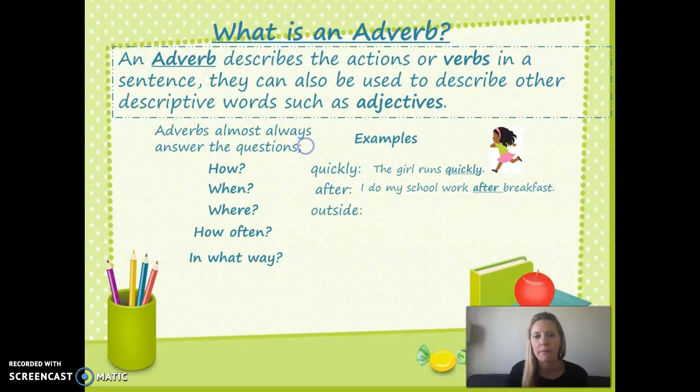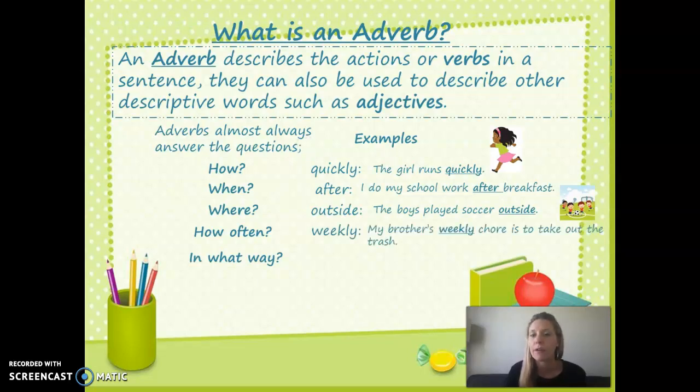Where? Outside. The boys played soccer outside. Played is the verb. Outside tells us where the verb took place. How often? Weekly. My brother's weekly chore is to take out the trash. Weekly tells us how often my brother completes his chore.